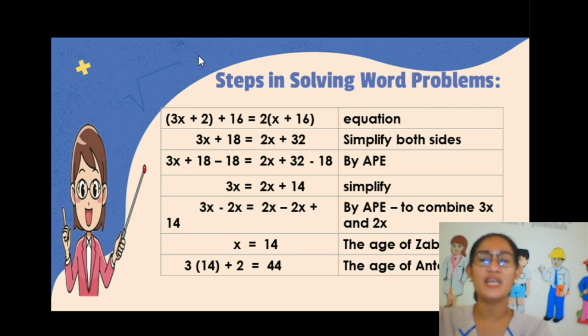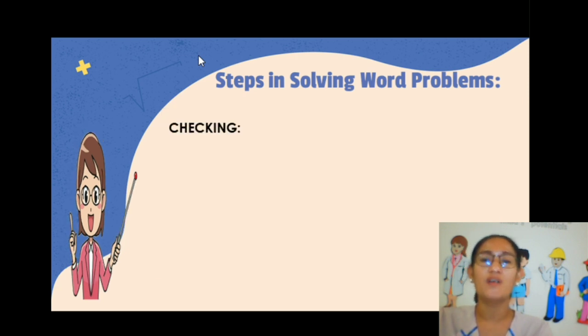Let's have the equation 3x plus 2 plus 16 equals 2 times the quantity x plus 16. Let's simplify both sides. By APE, we have 3x equals 2x plus 14. Using APE again to combine 3x and 2x, we will get the age of Sab now. x is equal to 14, which is the age of Sab. And the age of Anton now is 3 times 14 plus 2, which equals 44.